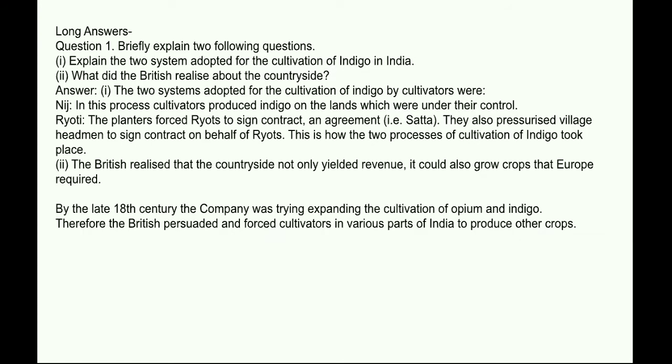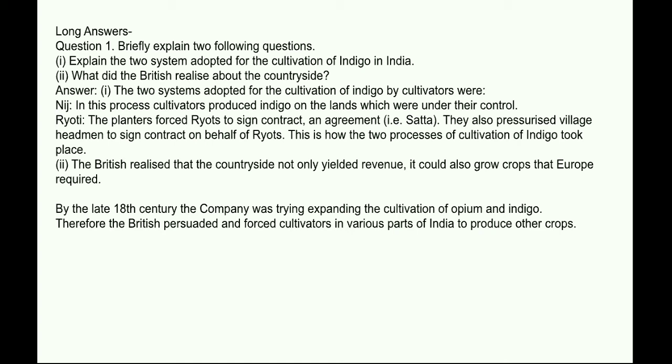Long answers. Question number 1. Briefly explain two following questions. Explain the two systems adopted for the cultivation of indigo in India. What did the British realize about the countryside?